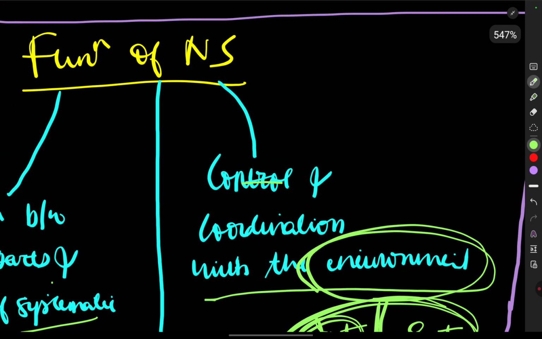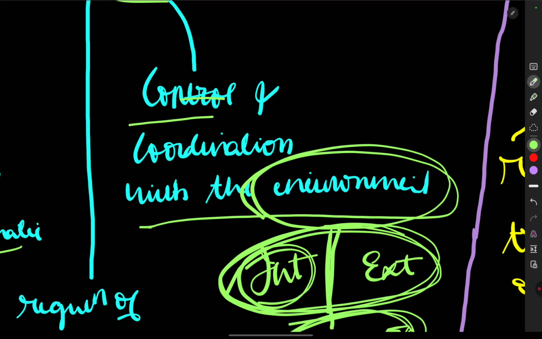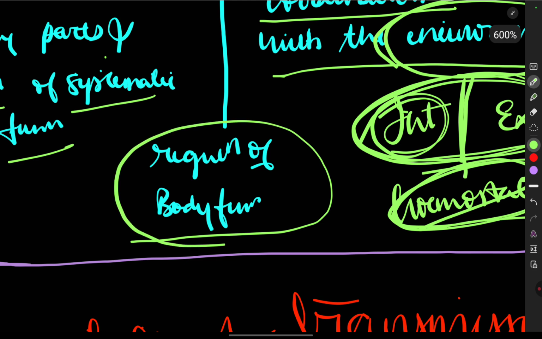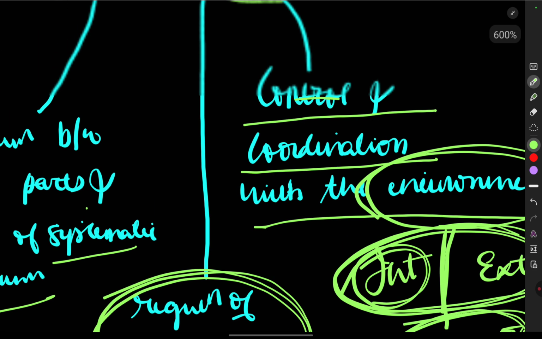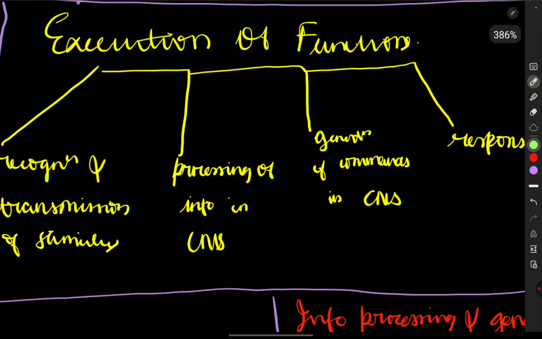So it is one of the functions of the nervous system. It is holding the control, it is doing the control and the coordination. Okay, control and coordination and regulation of all the body functions is done by the nervous system. Okay, these are the functions of the nervous system.